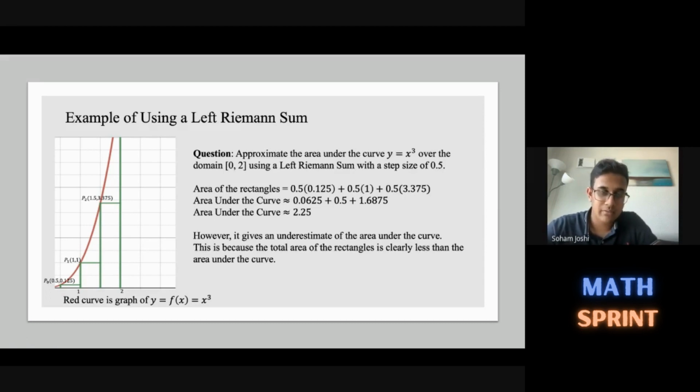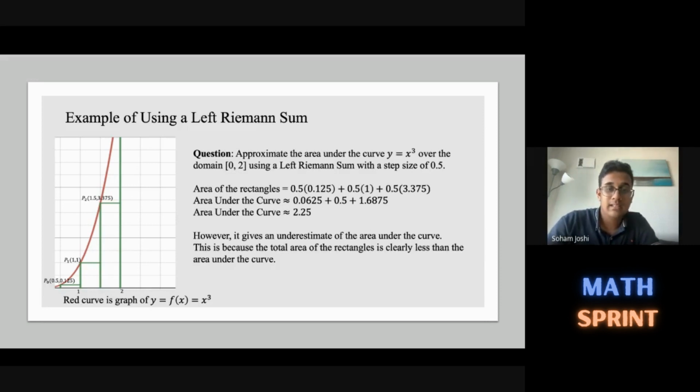So we get 0.5 as its area. Then for the third rectangle, we get its area by multiplying its width, 0.5, by its height, 3.375. That gets us 1.6875. You add them all together and you get an approximate area of 2.25.